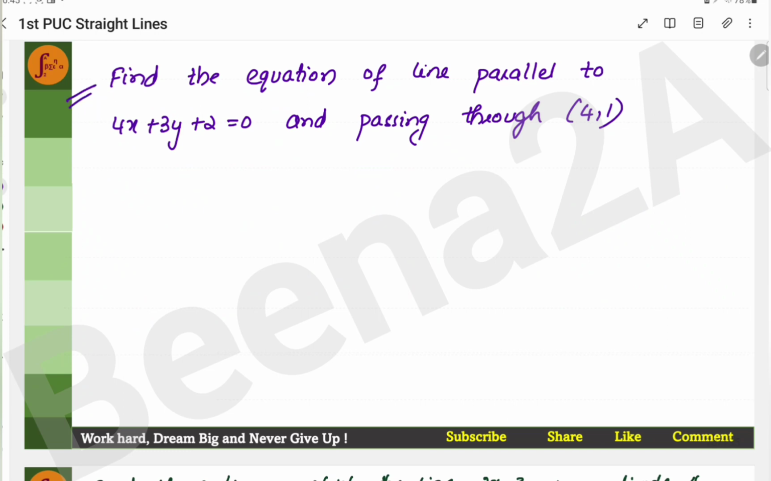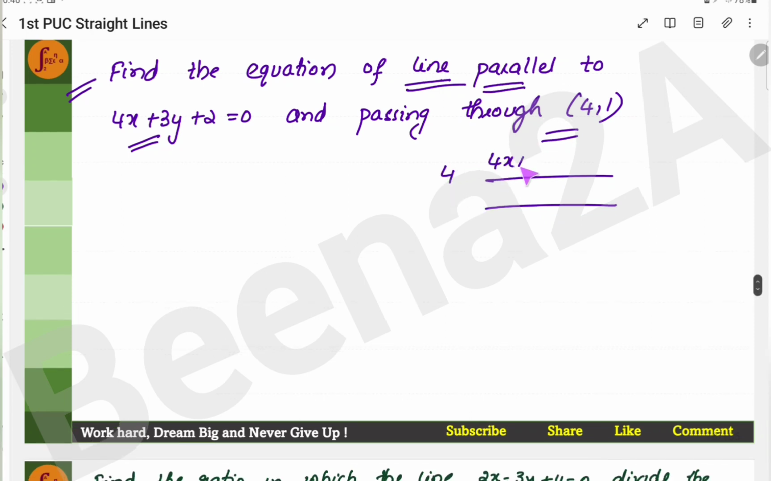Now similarly, let's take an example where we have to find the equation of a parallel line. Find the equation of the line parallel to this particular line and passing through this point. So you have one line here and another parallel line. Say this is L1, the equation of L1 is given, and there is a parallel line L2 that passes through one point, which is 4, 1.